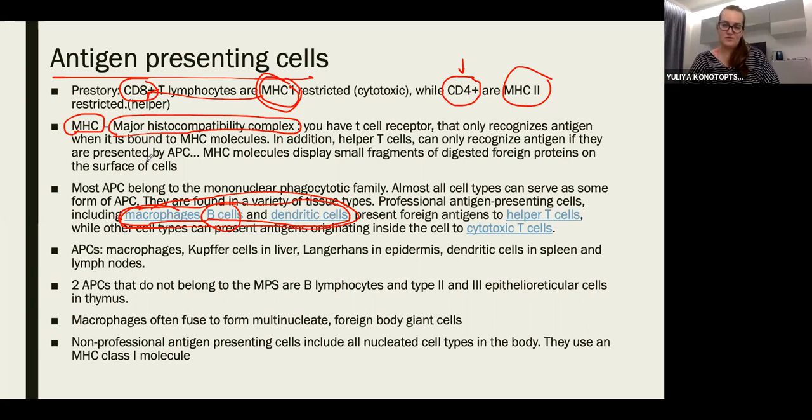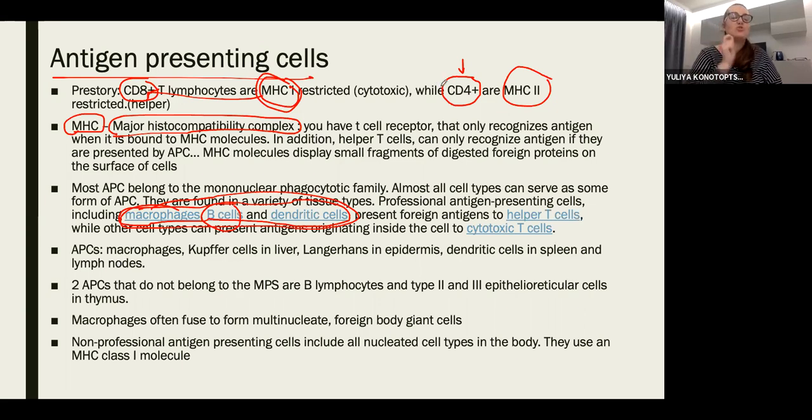So a question for you. I hope that was clear. Now let's test your knowledge. Macrophages can only present antigen to the T helper cell. Correct or incorrect? Correct. Macrophages can only present antigen to the T helper.